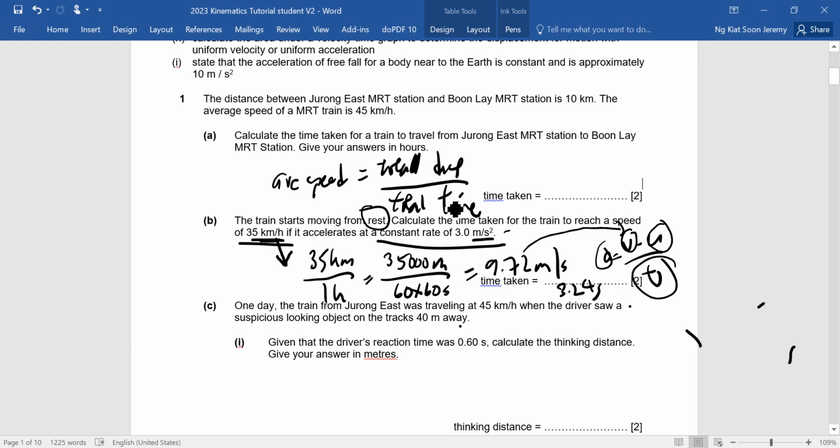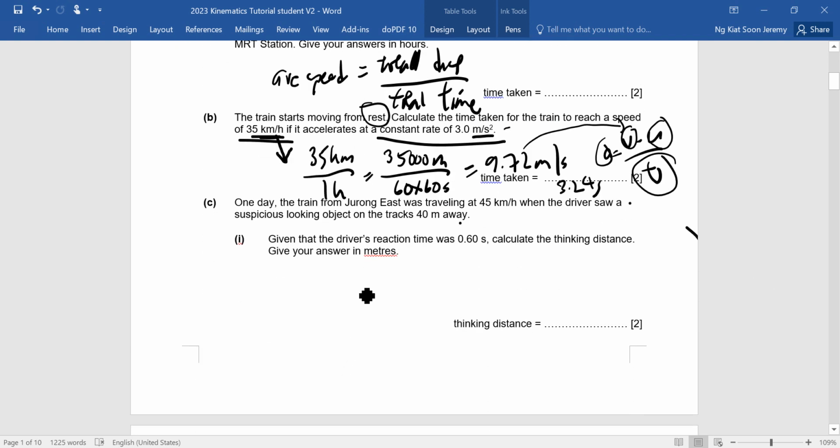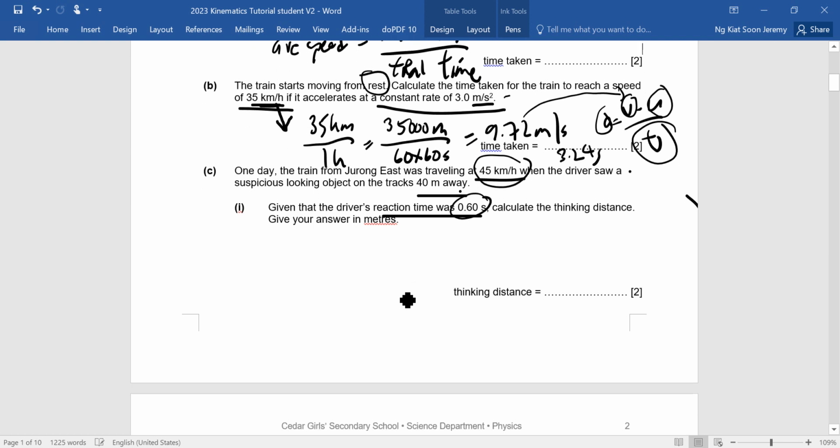If I see a suspicious looking object, 40 meters away, while traveling at this constant speed. Reaction time is just the time taken from you seeing the object to the driver pressing the brake. It takes some time for the driver to respond to the fact that he should be braking. So the thinking distance is just this constant speed multiplied by this time. Again you have to do some unit conversion, 45 kilometers per hour converted to meters per second. I won't do the calculation, I'll show you the answer later.